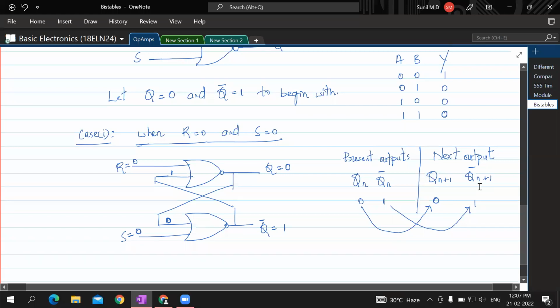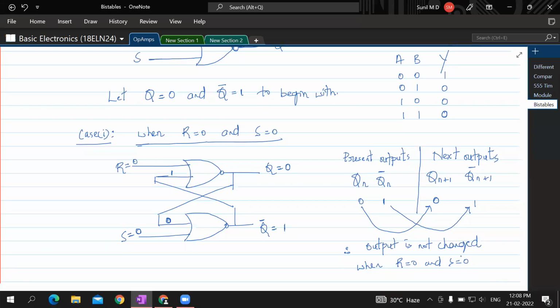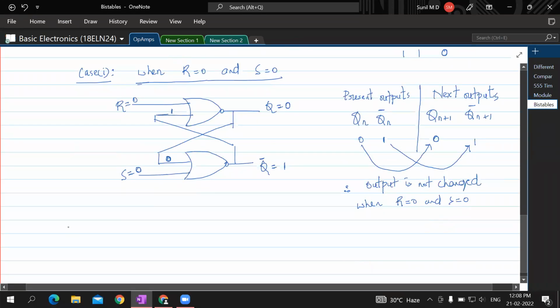That means there is no change in the present outputs and the next outputs. So the output has not changed. Therefore, output is not changed when R is 0 and S is 0. Is this understood, everybody? Okay. Now we shall go with the second case. Case 2.